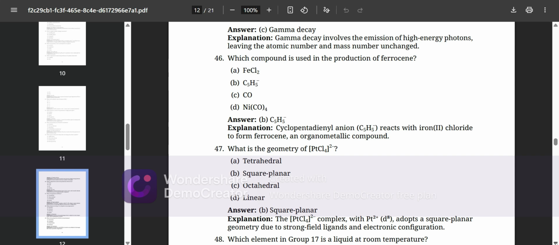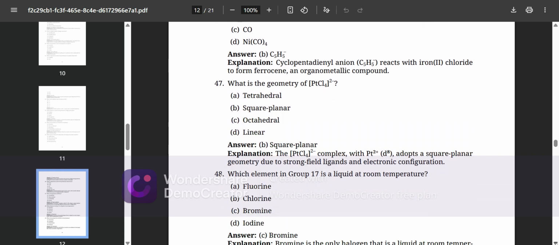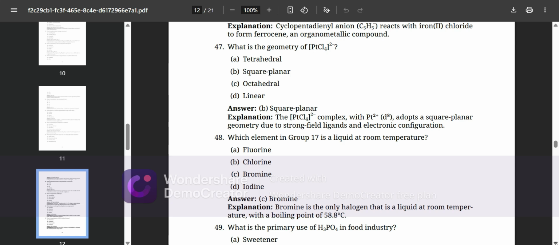Which compound is used in the production of ferrocene? C5H5-. The cyclopentadienyl anion C5H5- reacts with iron chloride to form ferrocene and organometallic compounds. What is the geometry of [PtCl4]2-? Square planar. The [PtCl4]2- complex with Pt2+ d8 adopts a square planar geometry due to strong field ligands and electronic configuration.